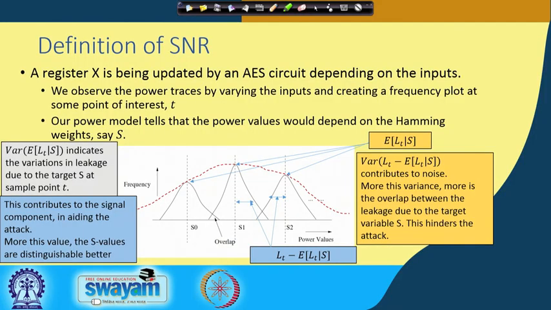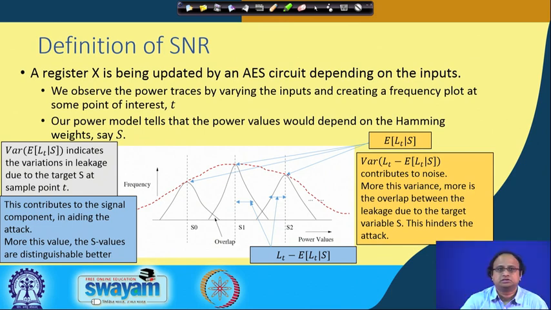To start with, as we have been discussing in the context of AES, I will again take the example of an AES hardware and try to explain what is meant by SNR, or signal to noise ratio, of a power trace. Consider that there is a register X which is being updated by an AES circuit depending on the inputs, and we observe the corresponding power traces by varying the inputs and creating a histogram or a frequency plot at some point of interest, say t.